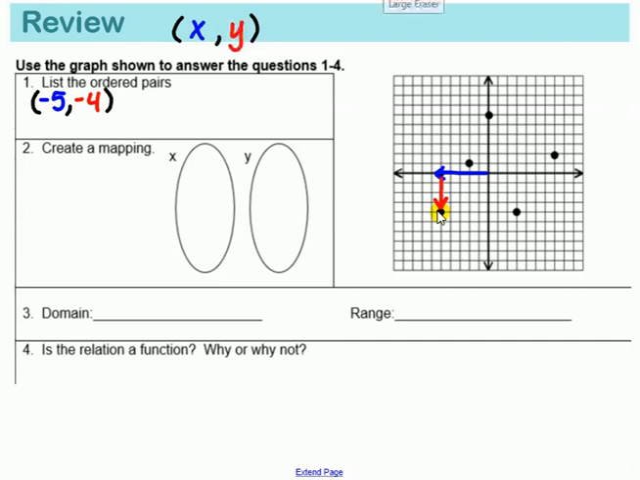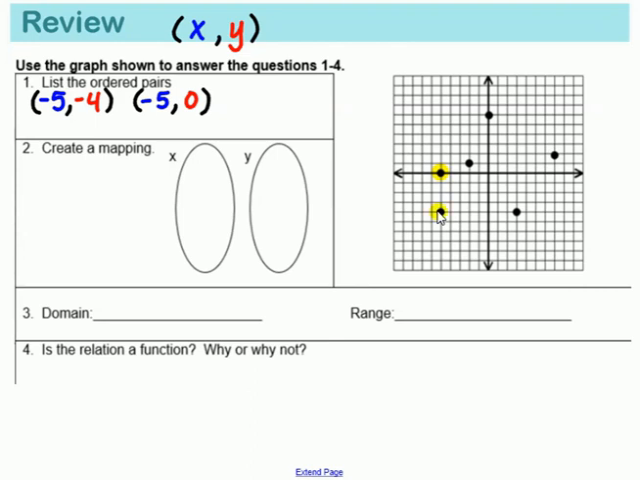Okay, so that's my first point. Let's go to the point that's on the x-axis. Okay, so to get to that point, I moved left 5, but because it's on the x-axis, it has a y value of 0, and that's because it doesn't move up or down at all.